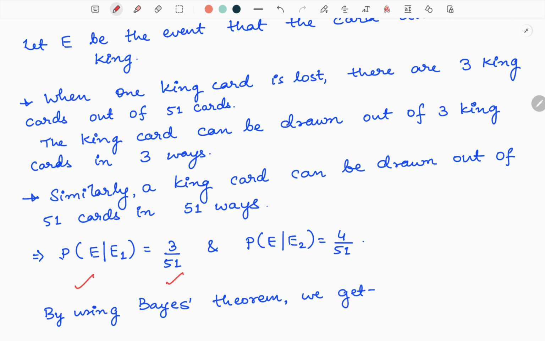Now in the second case, when a king card is not lost and we draw a card and find that the card drawn is a king, the probability of drawing a king will be 4 by 51, because none of the king cards is lost, only some other card is lost. So 4 by 51 is the probability of E given E2 has occurred.